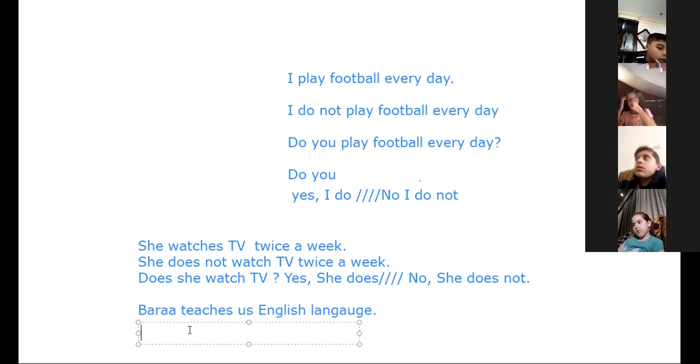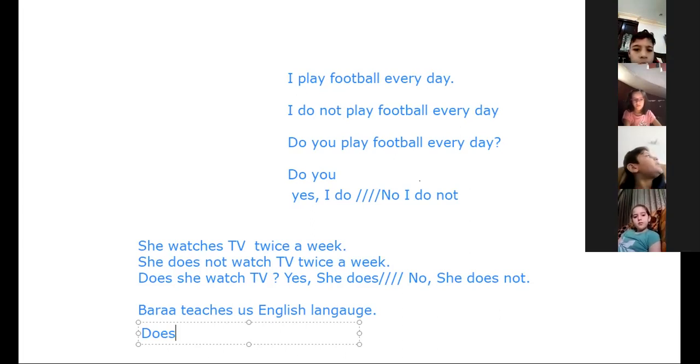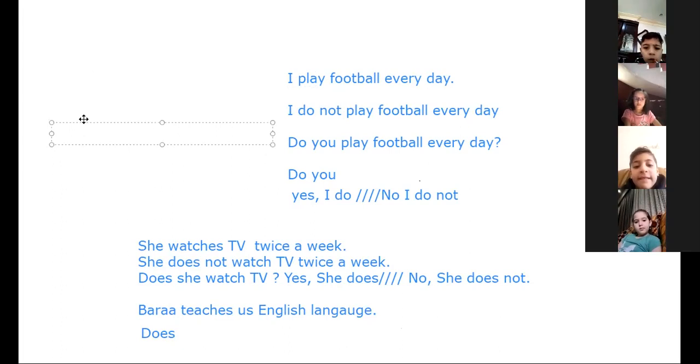So, do we start our question with does or do? With Baraa, does, because it's singular. With a singular noun, we use does. If we have not just Baraa, but Ahmed, Yusuf, Abdullah, or Salwa, these sentences, if we have a singular subject, we start our yes or no question with does.